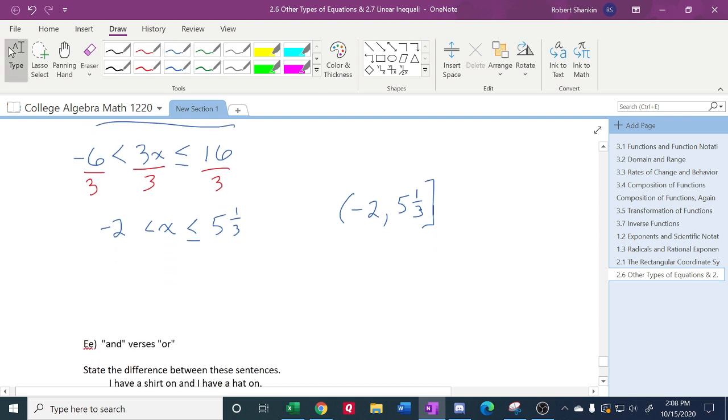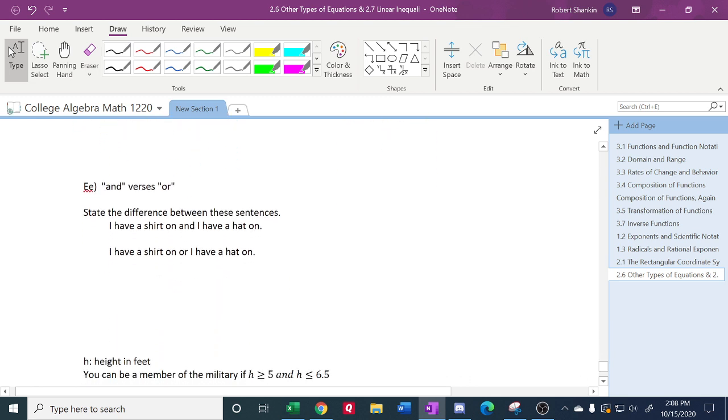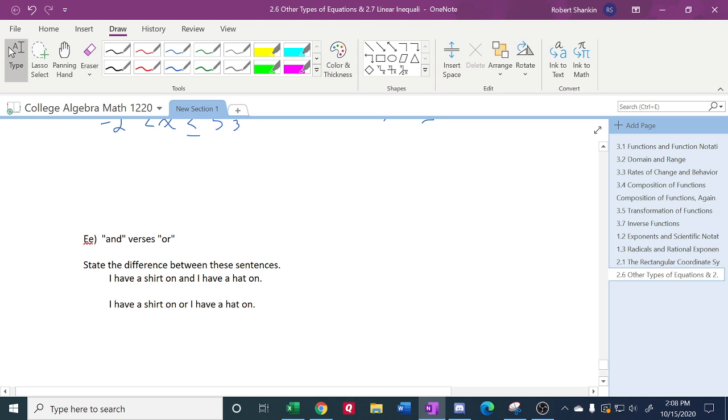Alright, let's talk about and versus or. So, this one is kind of English, and so I have a shirt on and I have a hat on. How is that different than I have a shirt on or I have a hat on?